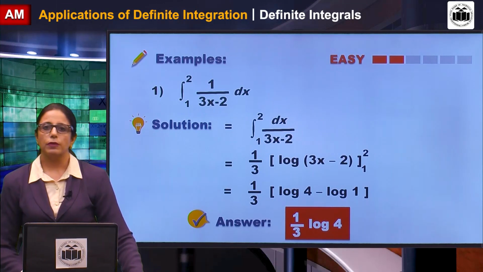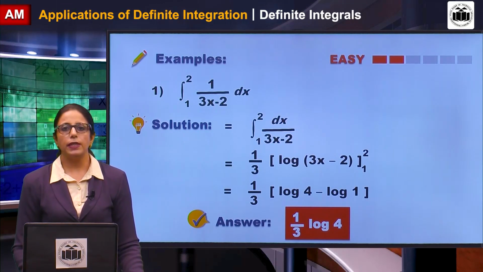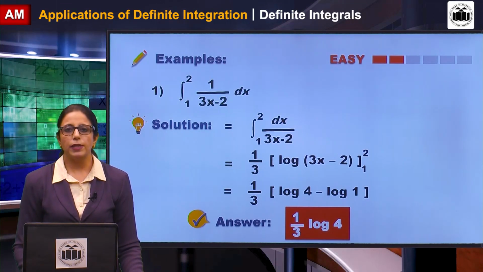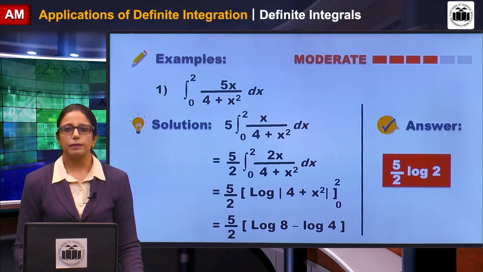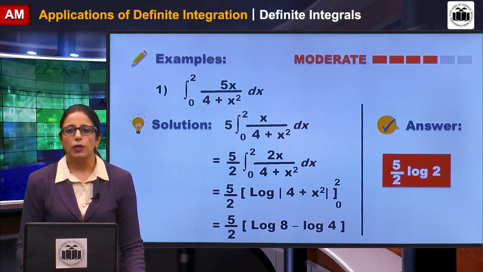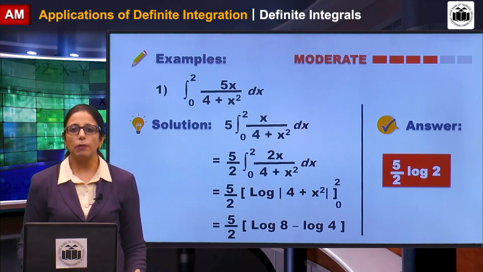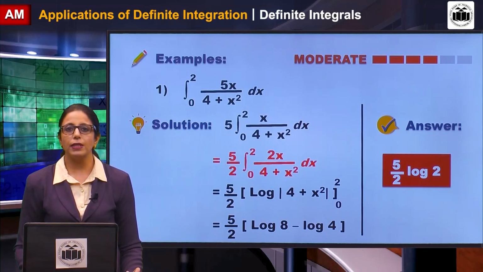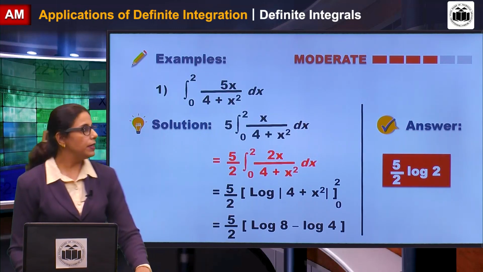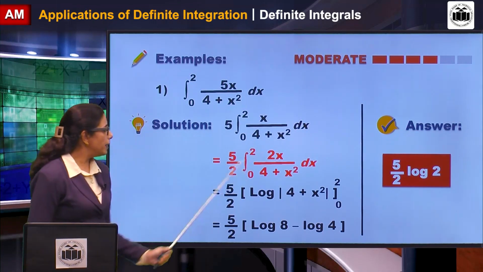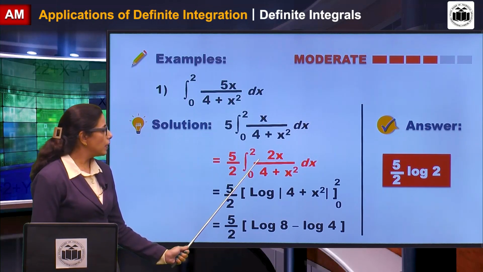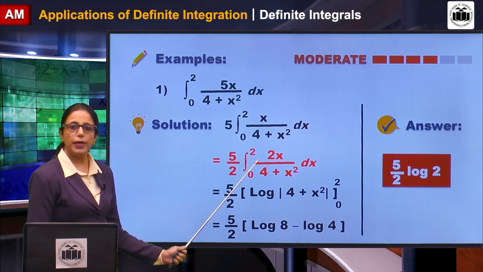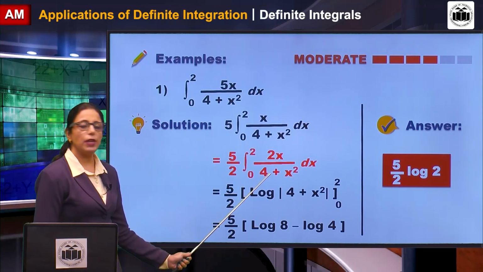Yes, here also you can see it has been integrated and then limits have been applied. 5x upon 4 plus x squared, that has to be integrated from 0 to 2. What has been done here? Now the step which you need to remember, or rather you have to know how to solve, is this step. Here you have multiplied and divided with 2 in the given function. The reason is that we are going to bring it in the form f dash x upon f of x dx.